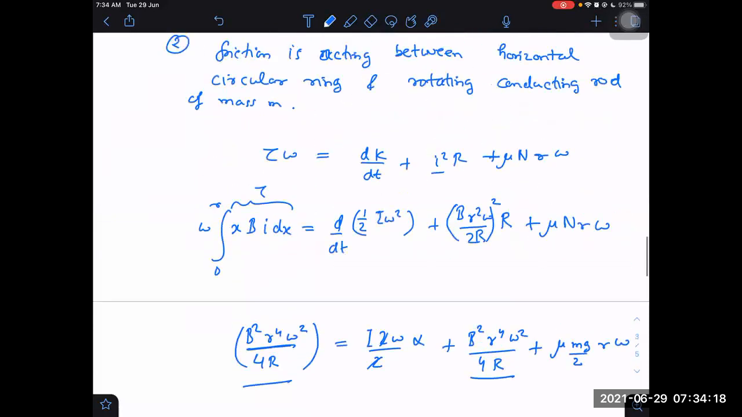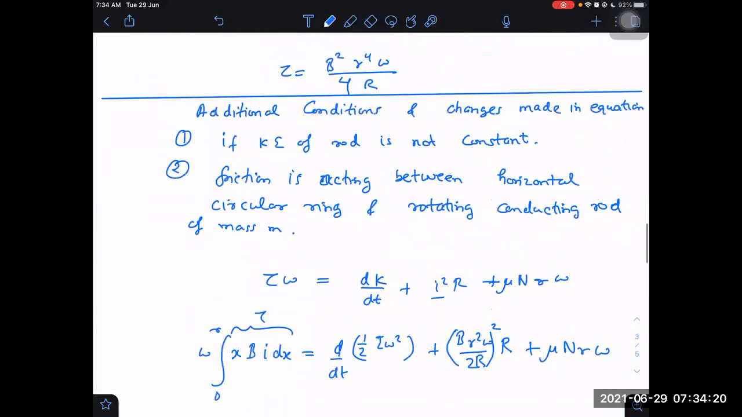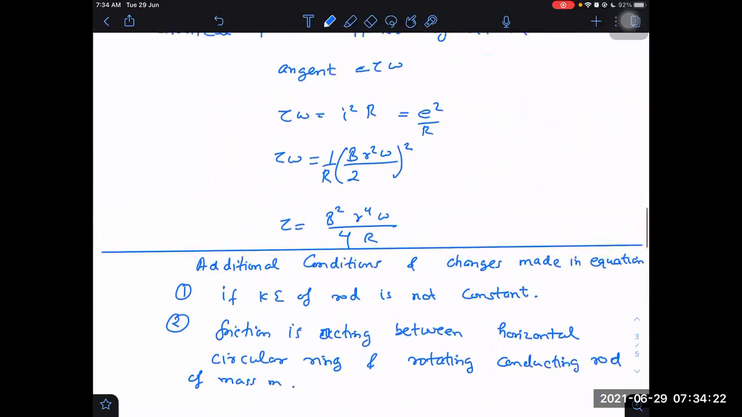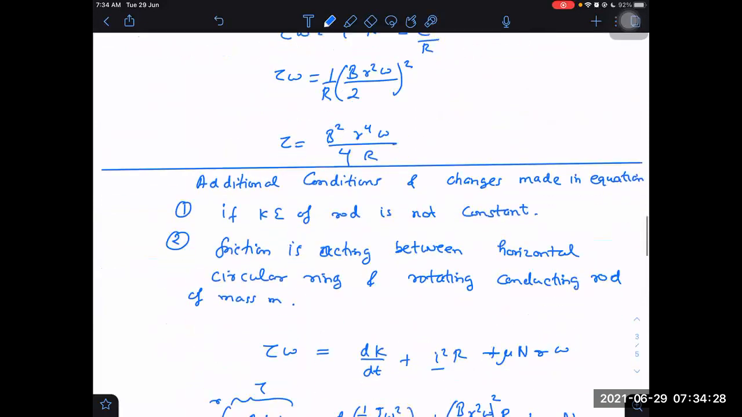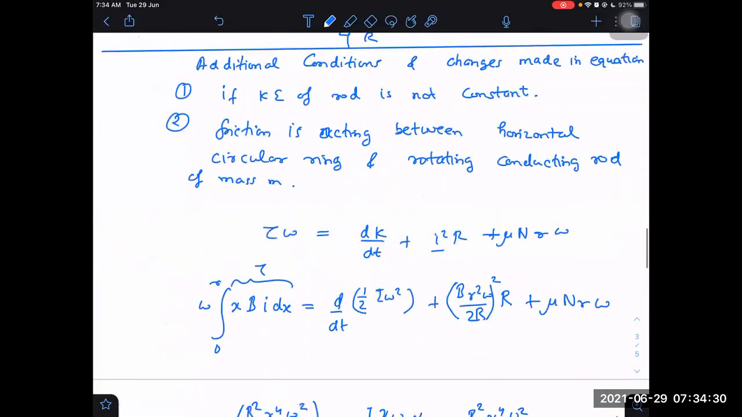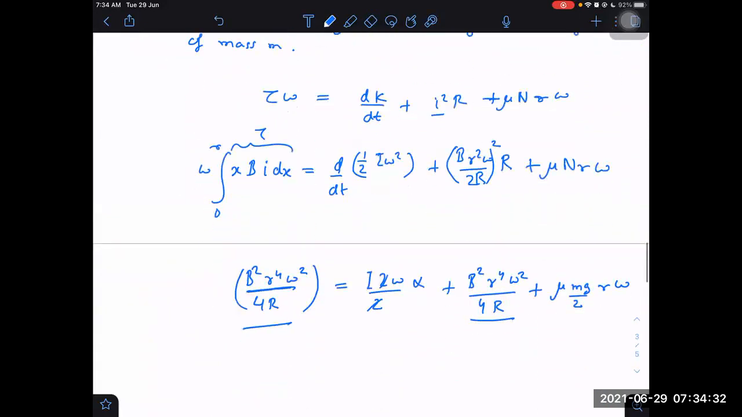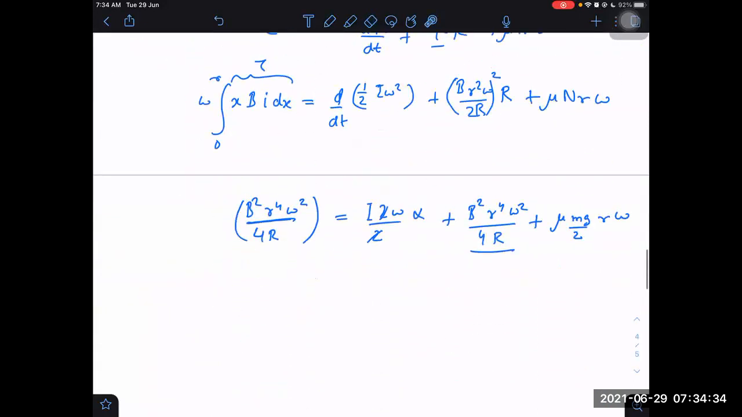What was it then? Torque is this, b square r... just 4... omega, yes. It is okay, sir. It is okay, I think. Okay. It is okay only. And x varies from 0 to r. That is also right. B into I into dx. I is nothing but EMF divided by R. That is right only.